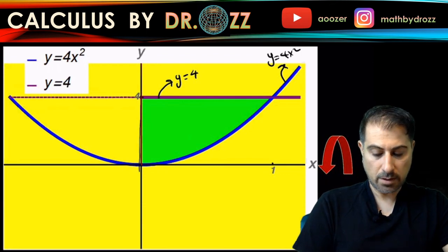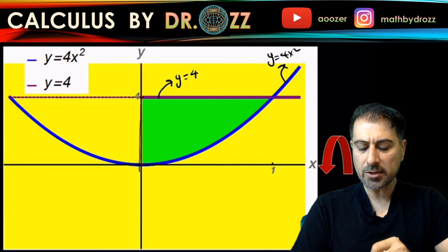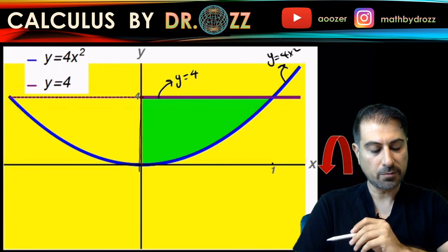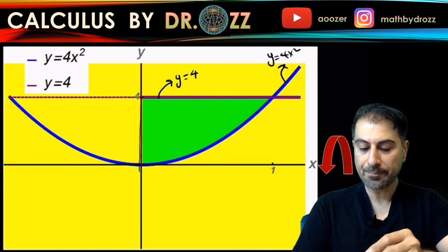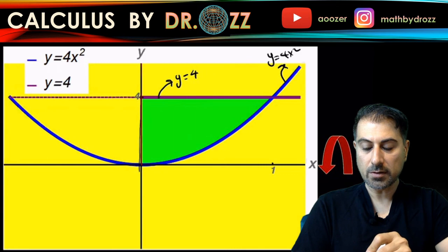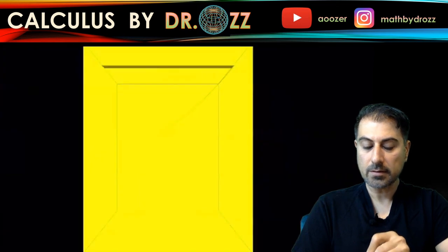Let me show you what kind of three-dimensional object we're talking about. Again, this region is going to be revolved around the x-axis. Let's see what we get. We start right here, and then we start revolving it.